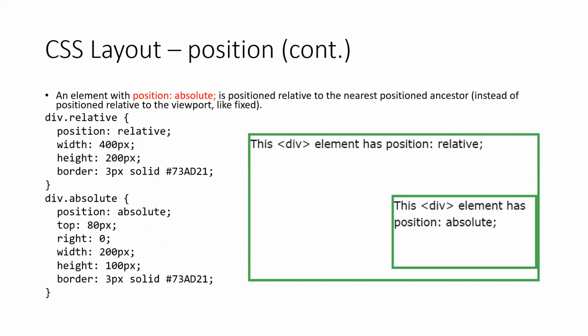So when you look at two div elements, one is relative and one is absolute, right? The relative one has position relative, width specified as 400, and height 200. And then there's another one we call absolute, which means we specify absolute position. Then we define the top and right values. The right value is 0 and top is 80 pixels, which means we have 80 pixels here and the right margin is 0. So width will be 200 and height will be 100, and there will be a border line. So it is a div inside another div.